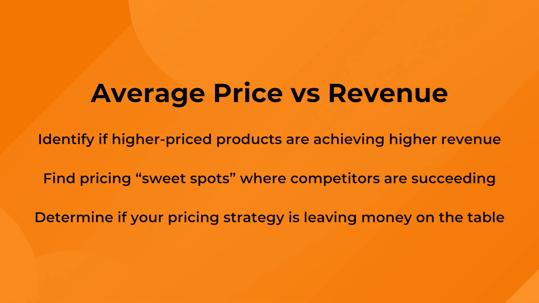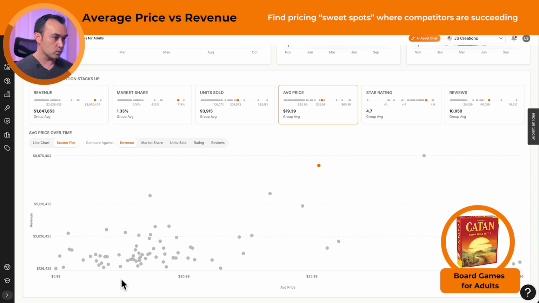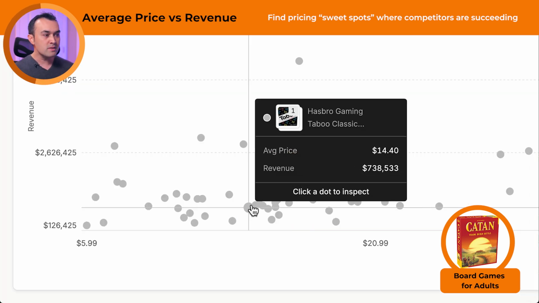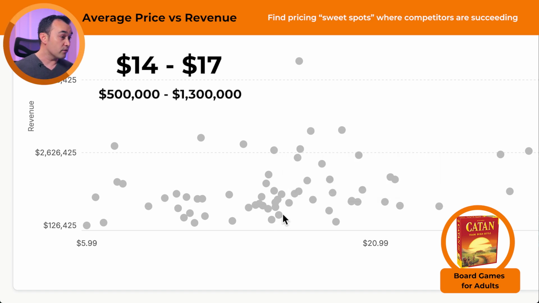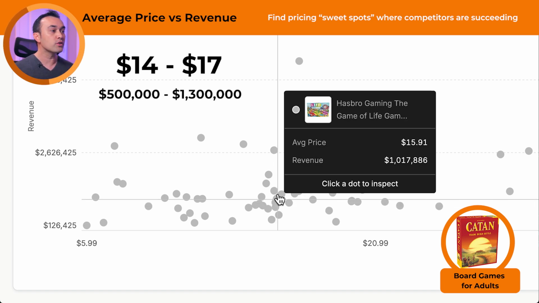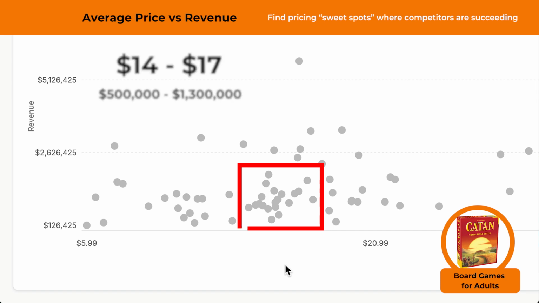Next, let's look for pricing sweet spots. These are basically price ranges where multiple products seem to be finding success. Let's check out this board games for adults segment. We can see that there's a cluster of products here priced between $14 to $17, and they're all generating between $500,000 to around $1.3 million in revenue. Now, I realize this isn't the strongest example of a pricing cluster, but hopefully you get the idea of what to look for in your own market.